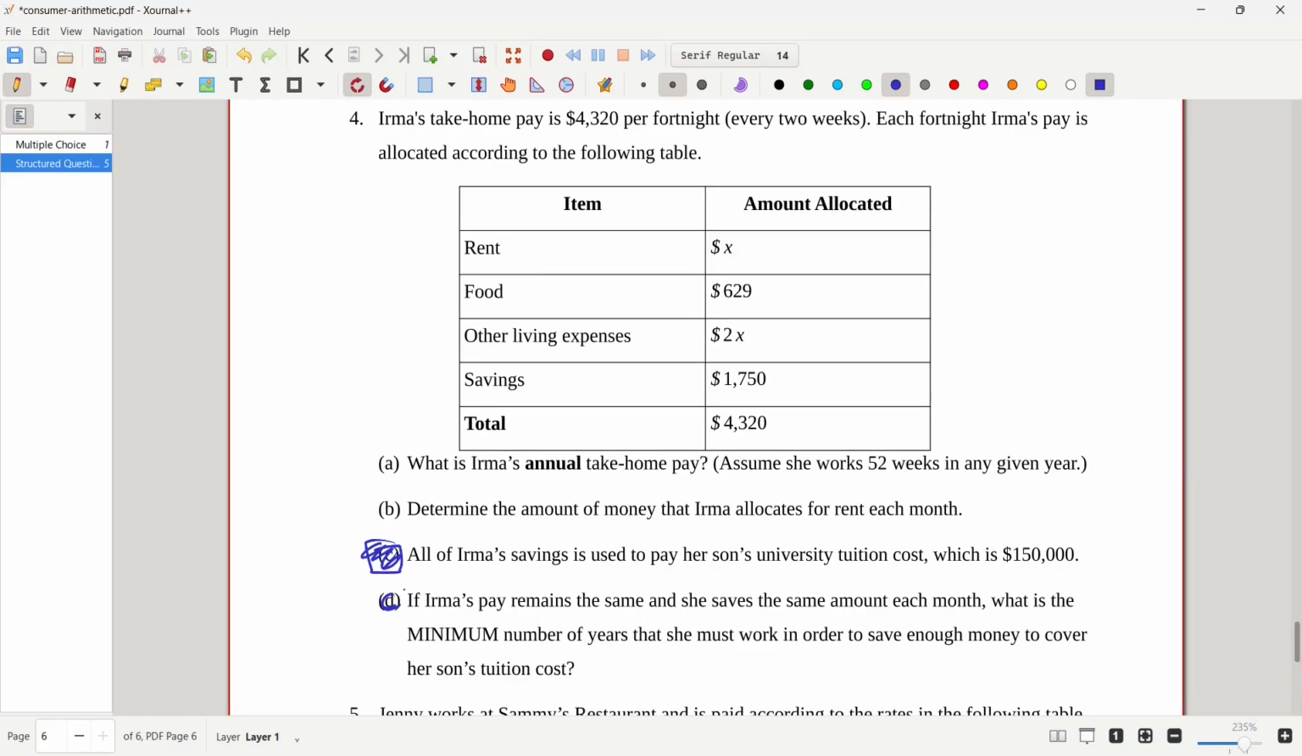All right, so all of Irma's savings is used to pay her son's university tuition costs of $150,000. If Irma's pay remains the same and she saves the same amount each month, what is the minimum number of years that she must work in order to save enough money to cover her son's tuition costs? No problem there. Let's solve this.